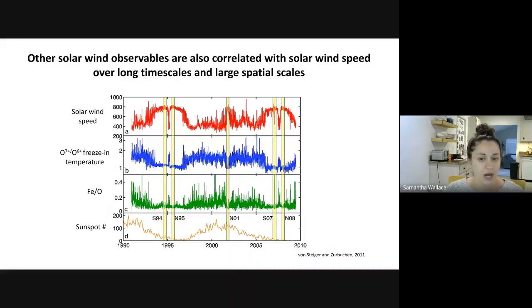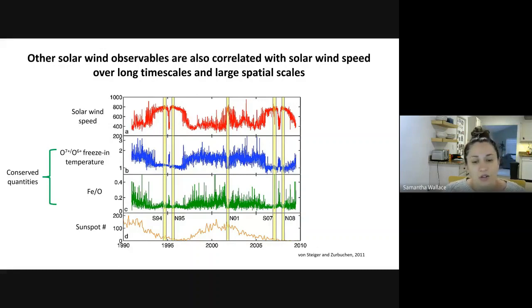Other solar wind properties, such as the O7 to O6 charge state ratio and the ratio of iron to oxygen composition, have also been shown to be inversely correlated with solar wind speed, thus supporting this traditional paradigm. However, this has only been shown over global spatial scales or longer time scales. Both of these quantities are conserved, which means they're set in the corona and remain unchanged as the solar wind propagates.